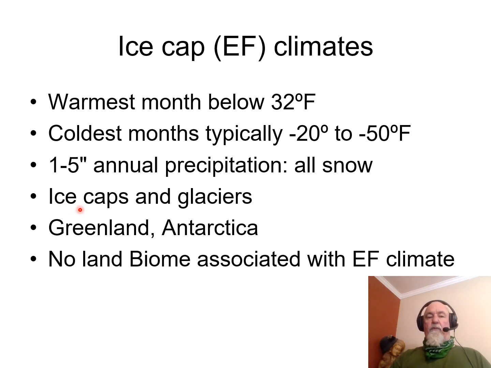The examples would be found on ice caps and glaciers like in Greenland and Antarctica. Now there's no land biome associated with this, because if it's frozen throughout the year, plants are not going to grow, and plants are the basis of the food chain on the land. So no plants, no food. You might think, well, I've seen videos of Antarctica. I've seen all kinds of stuff. Think about penguins and the seal population down there, killer whales, etc. But keep in mind, all of the food that they consume down there is coming from a marine habitat, not from a land habitat. And we're focusing here on the biomes of the land.